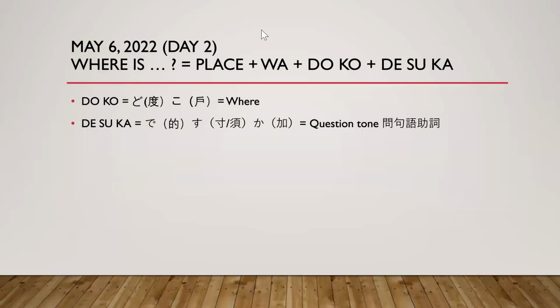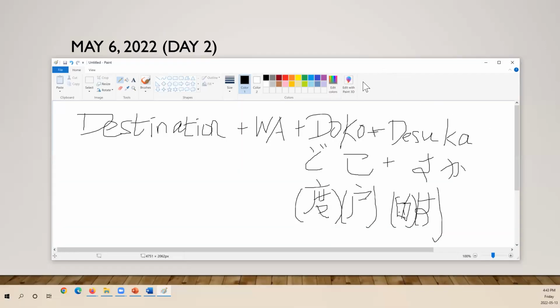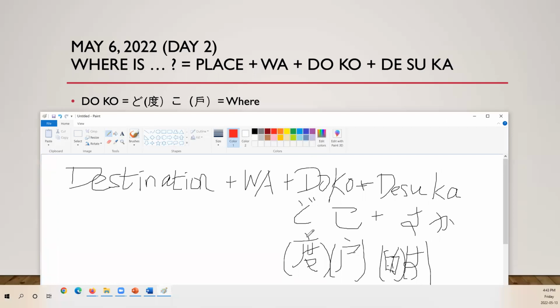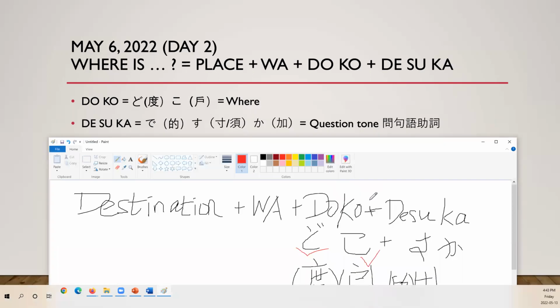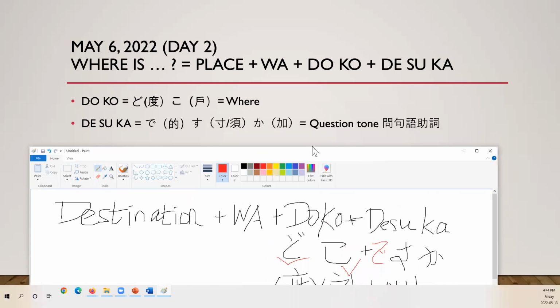And okay, let's see. Yes, correct. We got the doko part right. So do, correct. Ko, correct, right? And desu, yeah, we got the kanji part right, but the hiragana is actually this, and put two dots over here. All right, and then ka, that's the ka. So this is the question tone to put.